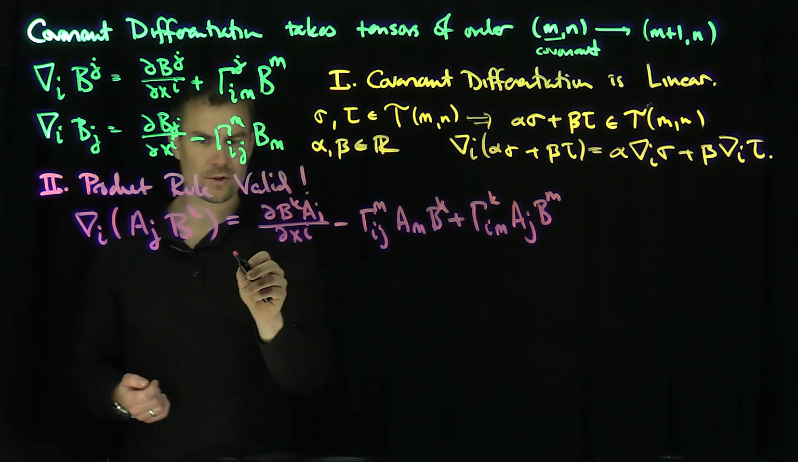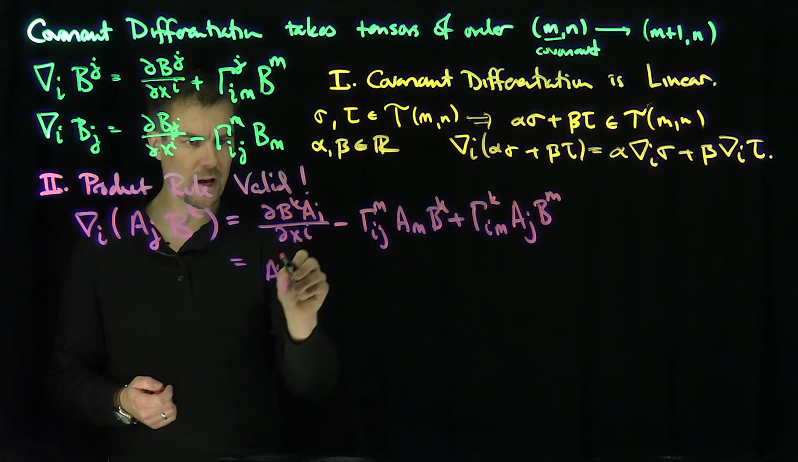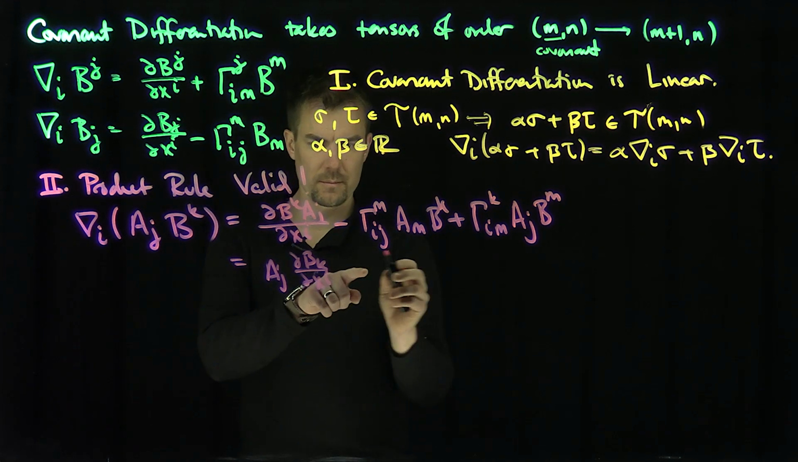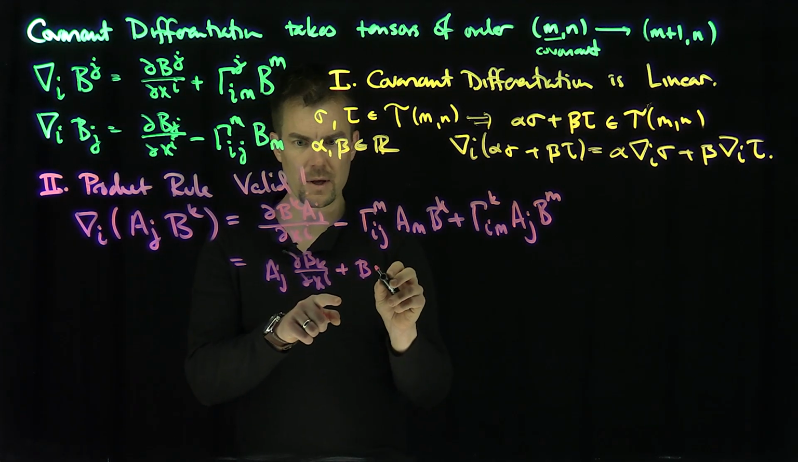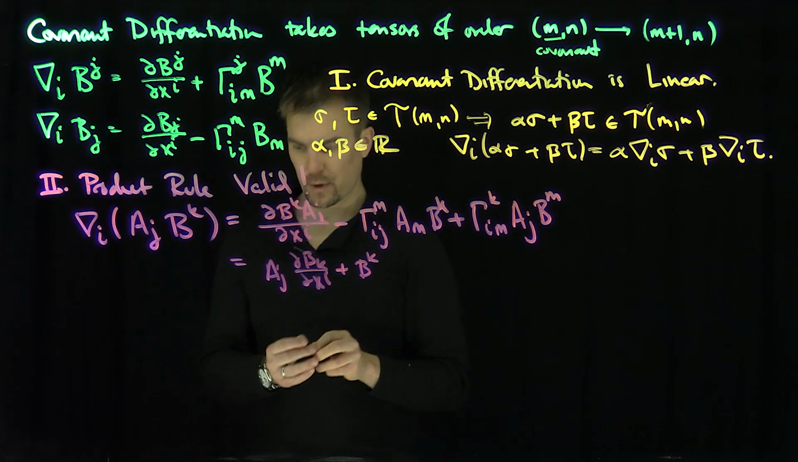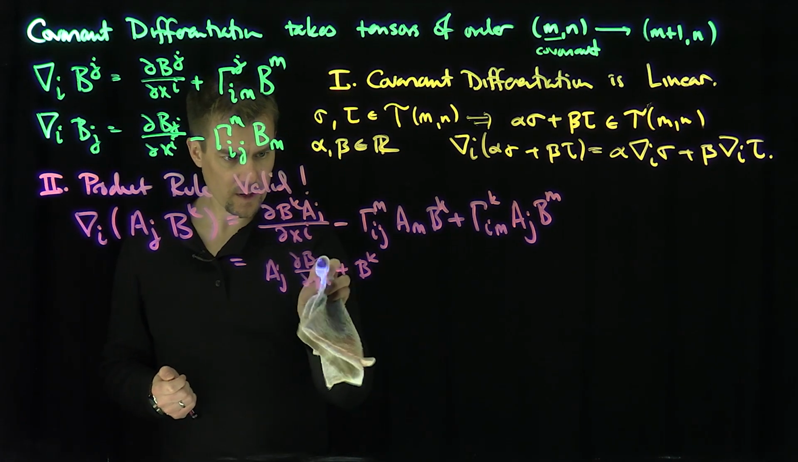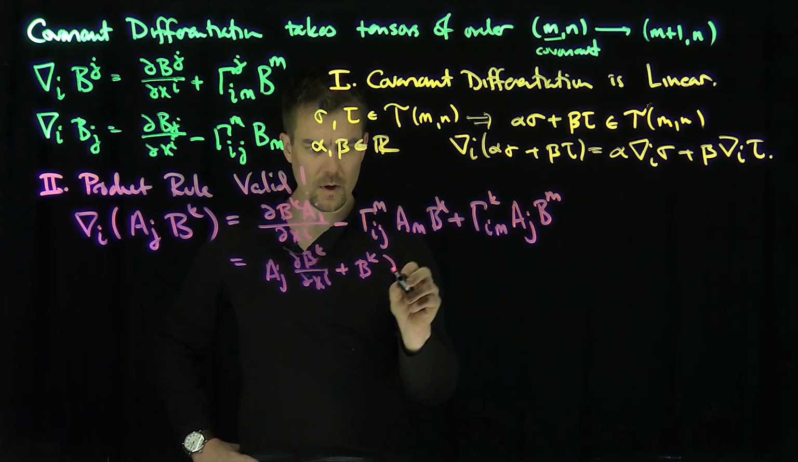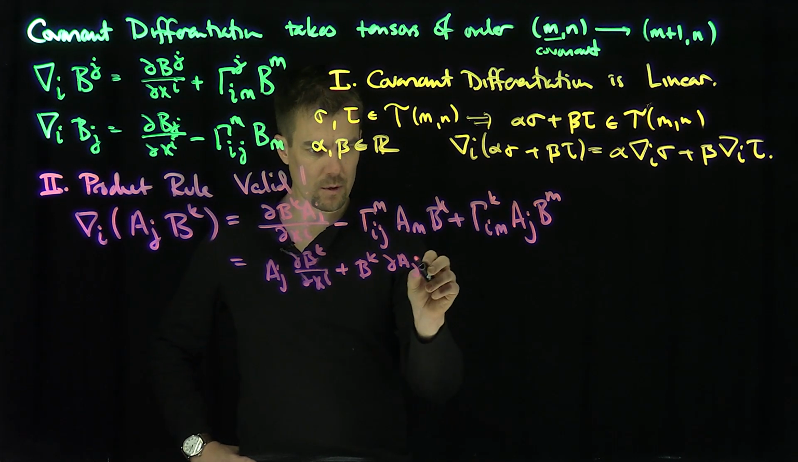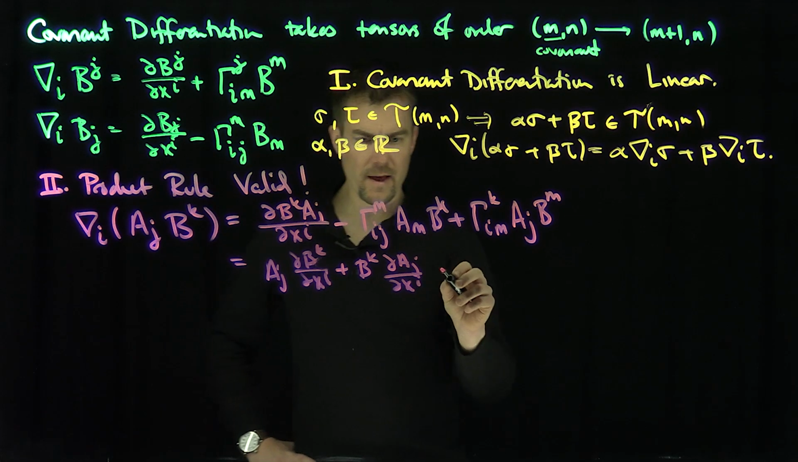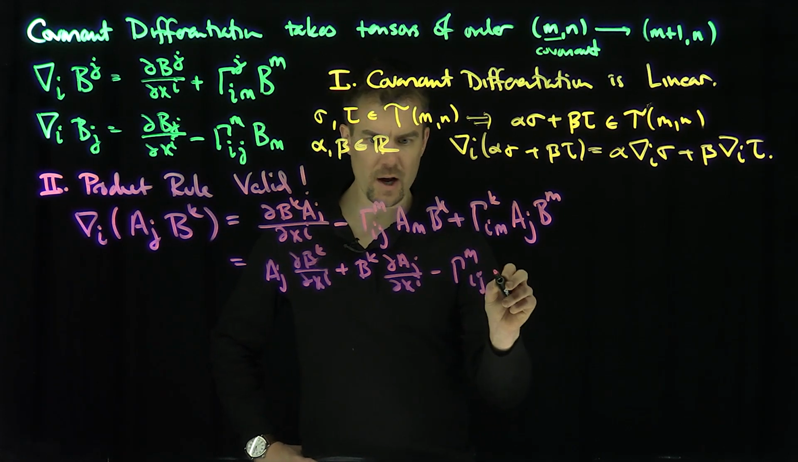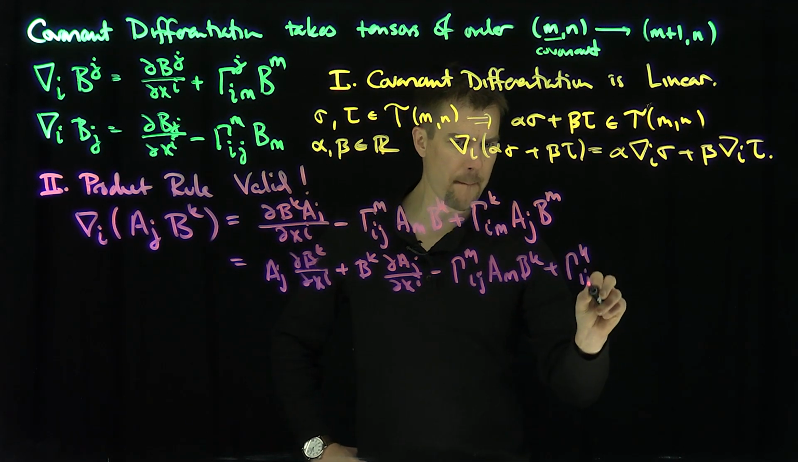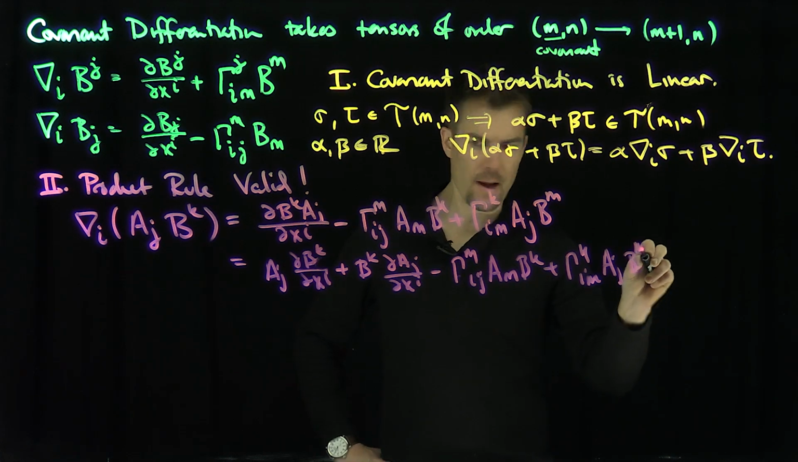Now all I've got to do is the product rule, right? So by the product rule, this is going to be a_j ∂b^k/∂x^i. I'm going to group that term, and let's do the product rule carefully. The k is upper here, so I have to be a little more careful about this indexing. That's an upper k. So b^k ∂a_j/∂x^i, and then minus Γ^m_{ij} a_m b^k plus Γ^k_{im} a_j b^m, right?